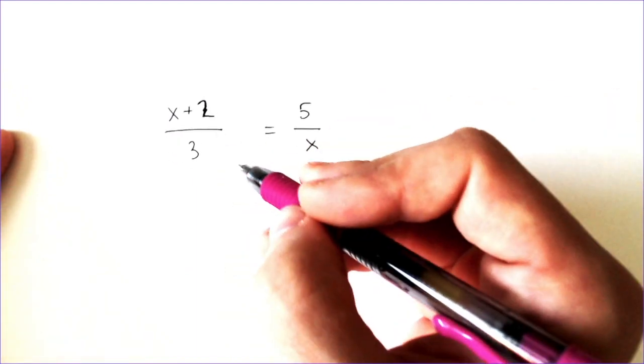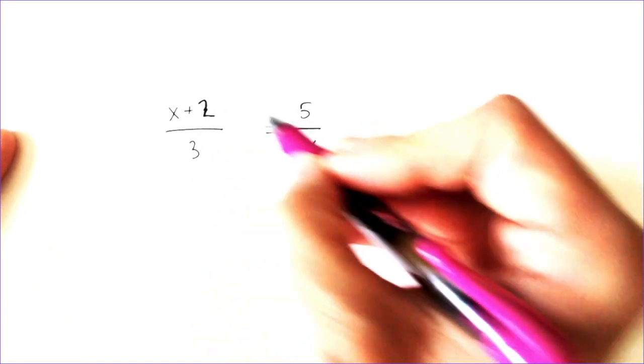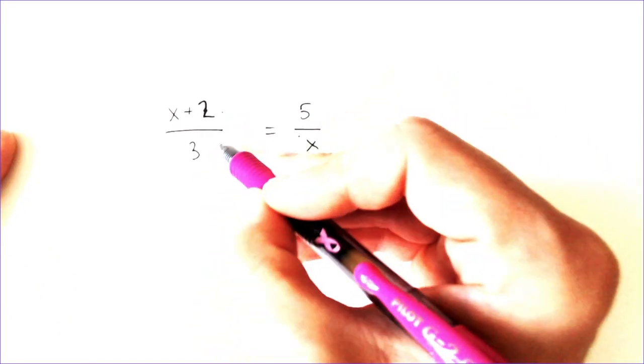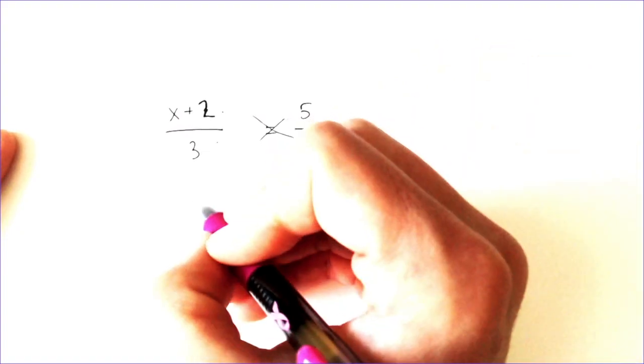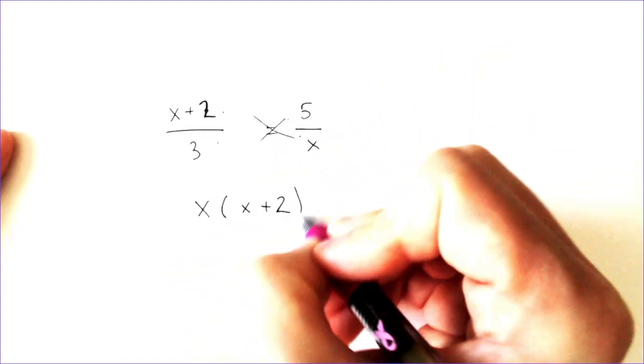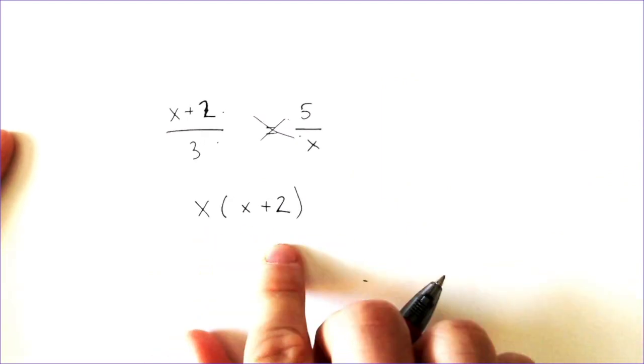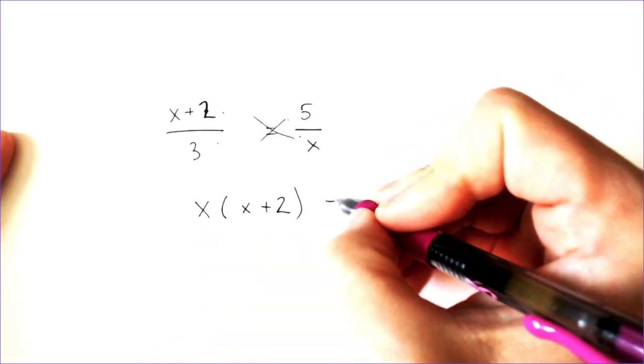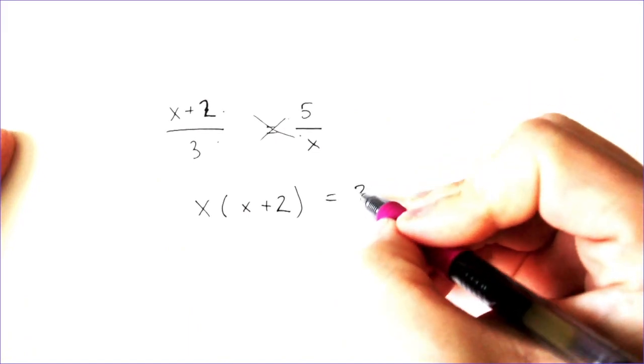We're going to cross multiply. I'm going to have the x multiplied with the x plus 2 and the 3 multiplied with the 5. I'm putting the x on the outside because it's a little bit smaller and that makes it a little easier to distribute. Equals 3 times 5.